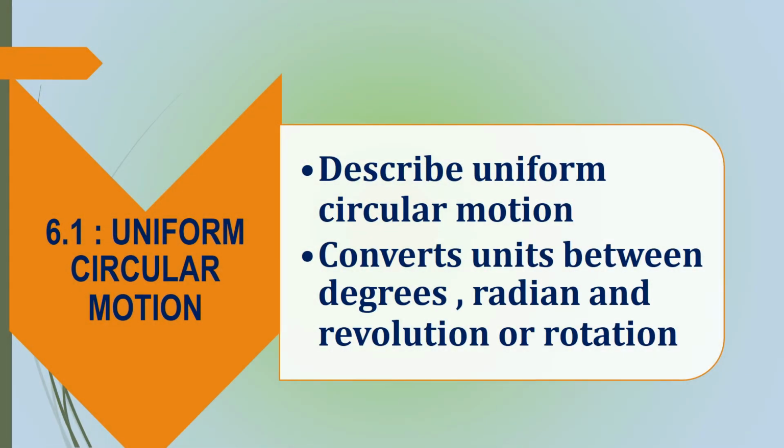Circular motion video lesson number 2. The objectives for subtopic 6.1, uniform circular motion, are to describe uniform circular motion and convert units between degrees, radians and revolutions or rotations.